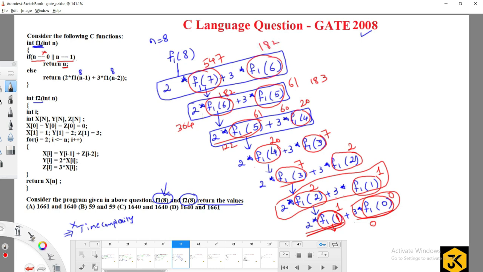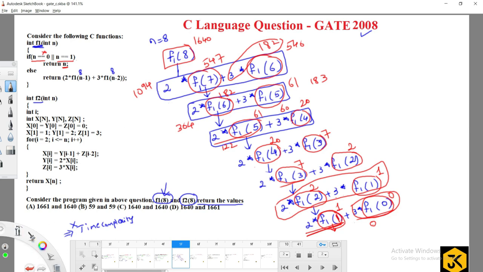Now 2 into 547. You are going to get the value as 1094. Right? And 3 into 182 is 546. Now you can add 546 plus 1094. You are going to get f1 of 8 as 1640. So the value of f1 of 8 you are going to get as 1640, right?